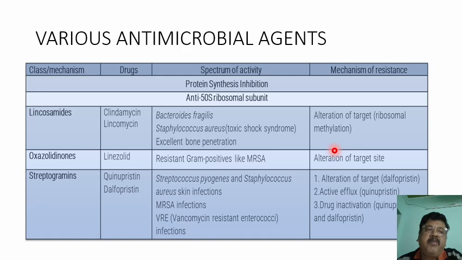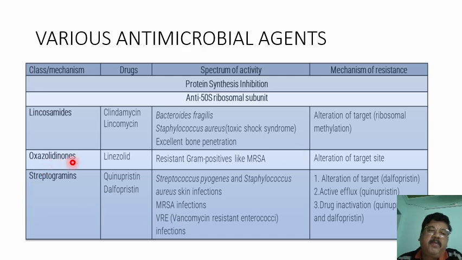Then comes lincosamides, clindamycin and lincomycin are examples. Active against Bacteroides fragilis, Staphylococcus aureus, toxic shock syndrome, and excellent bone penetration is very important. So, orthopedic infection. The mechanism of resistance is alteration of the target site, ribosomal methylation.